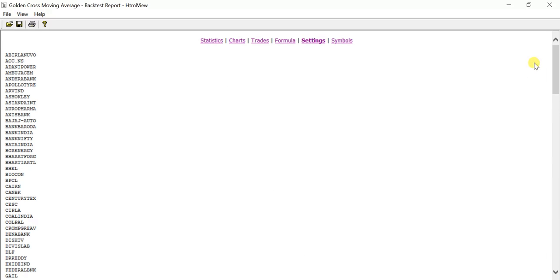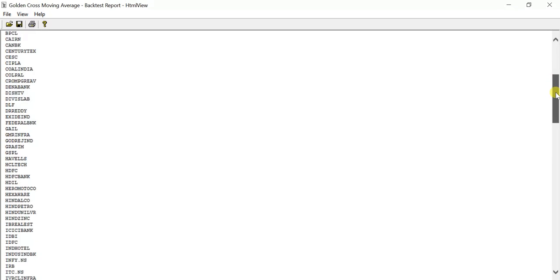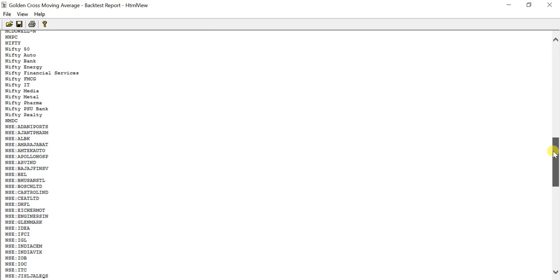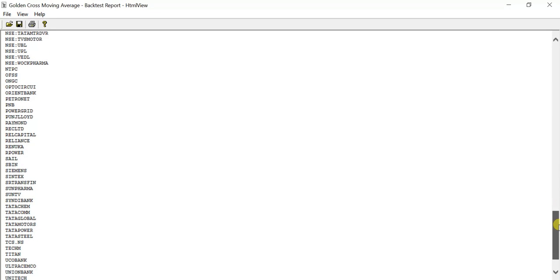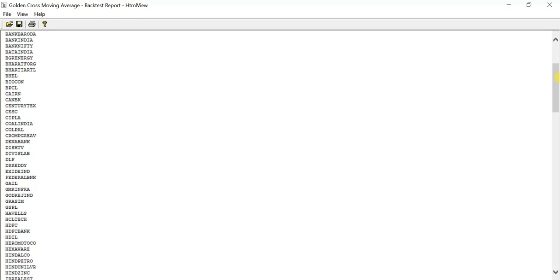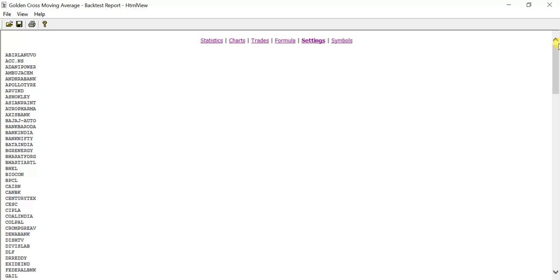These are the symbols that we have used in our backtesting, right from Aditya Birla Nuvo, ACC, Adani Power, etc. These are Nifty Index and all this. So that's all from this presentation about the backtesting of a strategy. You can download this strategy from my website and backtest this yourself, and in the next video we will optimize this strategy for better results and improving the profitability of this strategy.